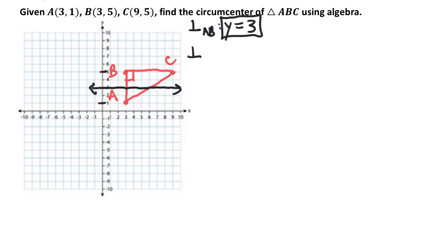Second, we need to get the perpendicular bisector of BC. What is the midpoint of 3 and 9? Add them together, you get 12. Divided by 2, you get 6. So here is the perpendicular bisector of BC. All right, notice the equation here is going to be x equals 6.